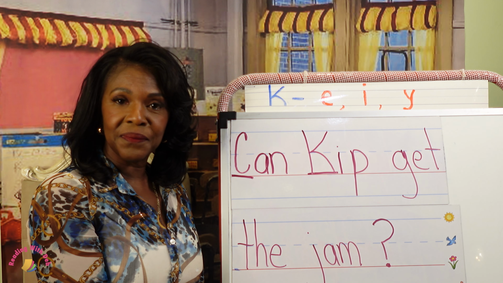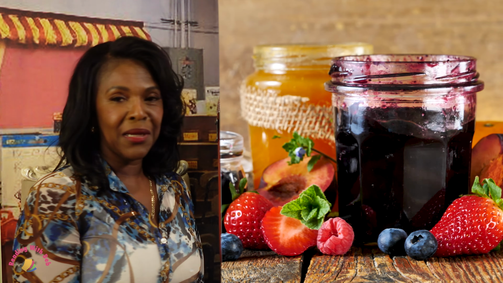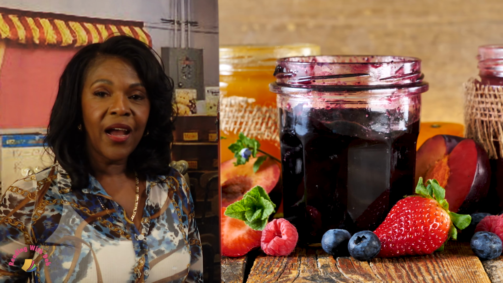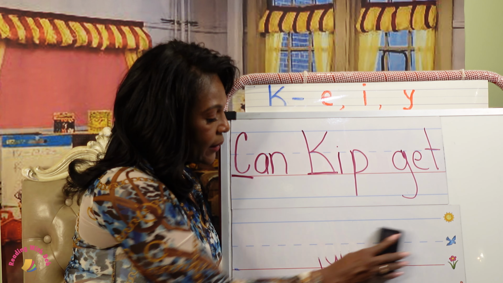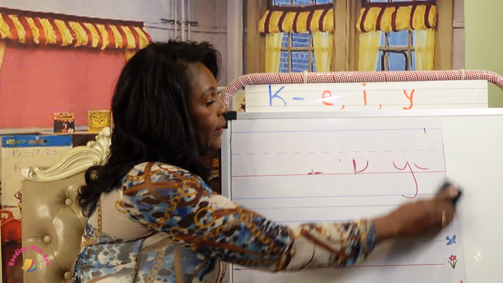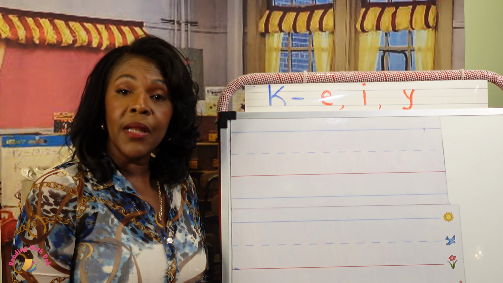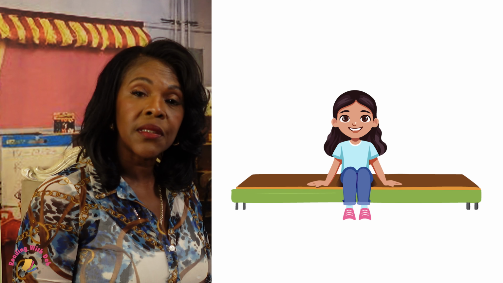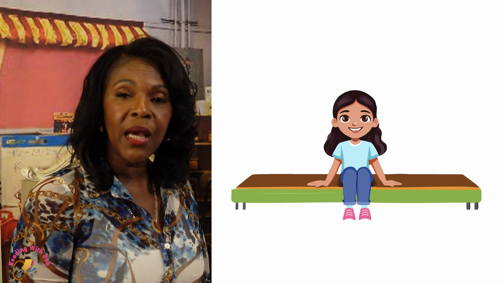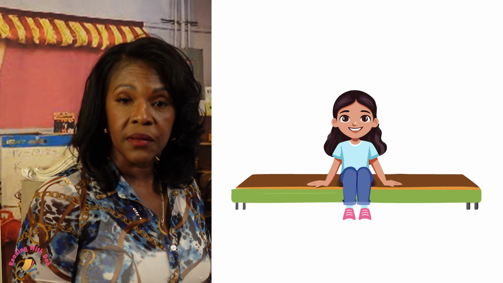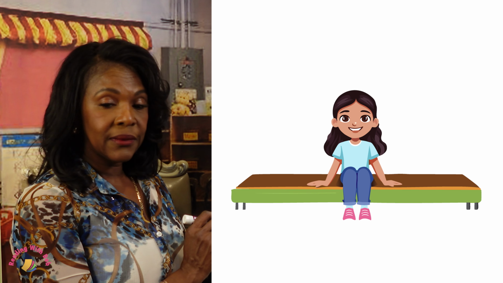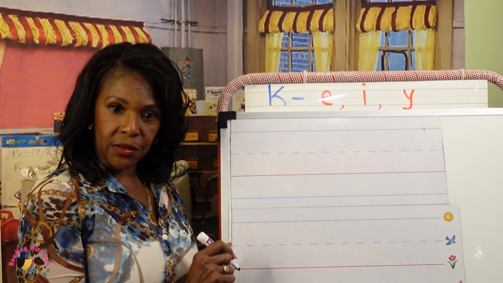How did you do? Can Kip get the jam? I hope you were able to write this entire sentence before I did. Okay? Number 9. Kim is on the cot. Kim is on the cot. Okay. You start before I do.